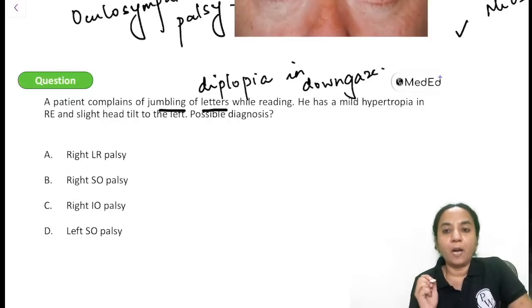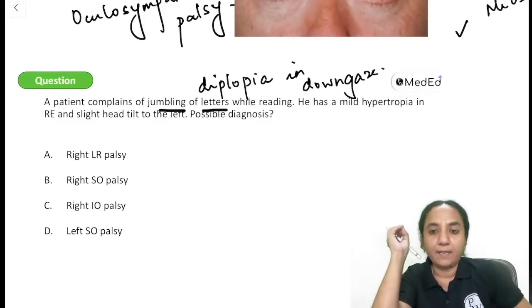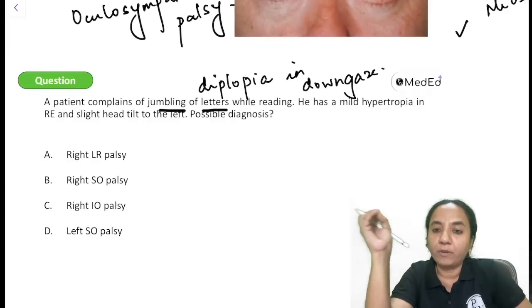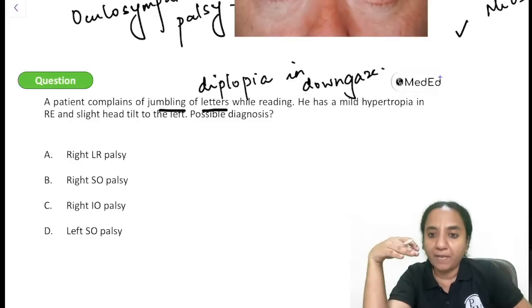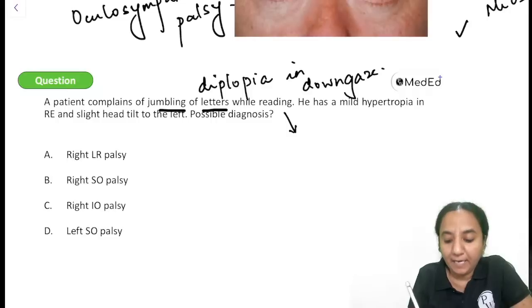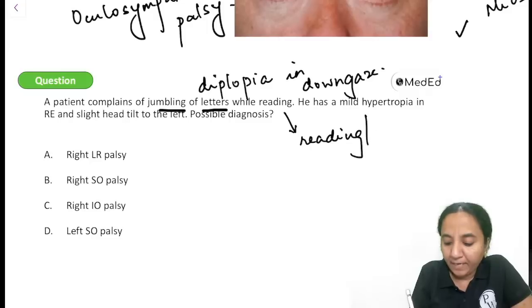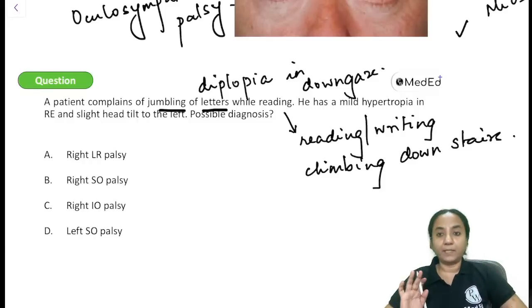Now, when you get diplopia in down gaze in a question, the answer is likely to be SO palsy, that is superior oblique palsy or fourth nerve palsy, because the SO is actually a depressor. So if they mention diplopia in down gaze, or difficulty in reading, writing, or climbing down the stairs, all this is suggestive of diplopia in down gaze, and this usually points to the diagnosis of SO palsy or fourth nerve palsy.